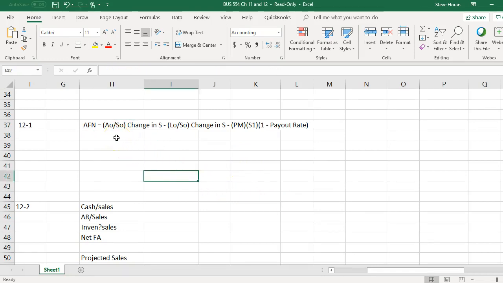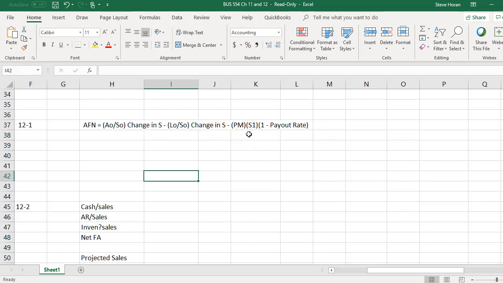So recall from the book and the PowerPoint what this means. It has 3 sections. The first section is kind of the capital intensity ratio: assets today, A0, divided by sales today, S0, multiplied by the change in sales. So that first part tells us what additional assets we need to acquire to finance the growth. We're projecting a 15% growth. And then I subtract from that my spontaneous liabilities, L0 divided by S0, multiplied by the change in sales.